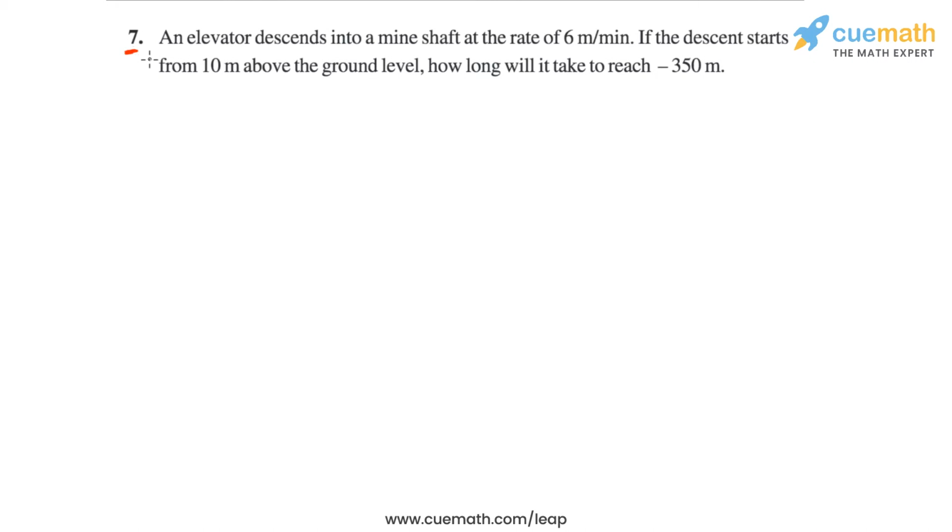Question 7 of this exercise says an elevator descends into a mine shaft at the rate of 6 meters per minute. If the descent starts from 10 meters above the ground level, how long will it take to reach minus 350 meters? So we are given the initial level of the elevator, which is 10 meters above the ground, and the final level of the elevator, which is minus 350 meters or 350 meters below the ground. We are also told that the elevator descends at the rate of 6 meters per minute.